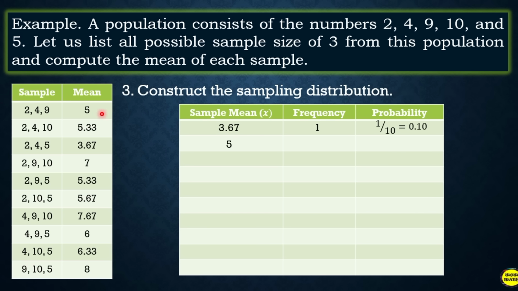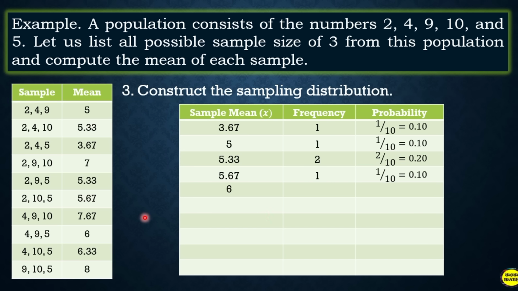Next, what follows 3.67? 5. How many 5 are there here? Just one also. So, the probability of getting 5 is 1 over 10 also, or 0.10. Next is 5.33. How many 5.33 are there? Two. This one and this one. So, the frequency is 2, and the probability of getting 5.33 is 2 over 10 or 0.20. After 5.33 is 5.67. There is only one 5.67, so the frequency is 1, and the probability is 1 over 10.